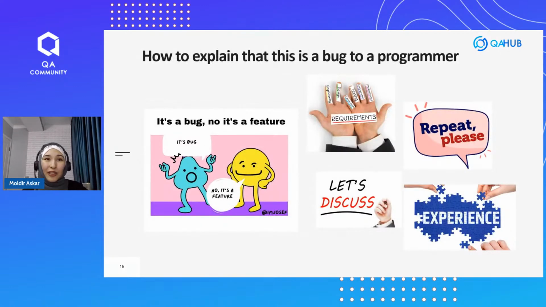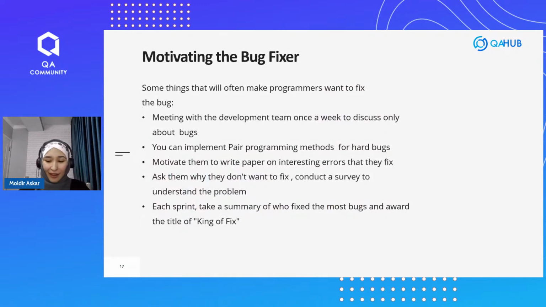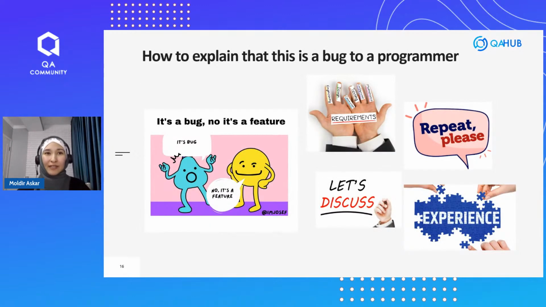And today we want to tell you tips on how to explain a bug to a programmer. It's a usual situation when a tester tells a programmer it's a bug, but the programmer answers no, it's a feature. Okay. Sorry. First, we need to make the programmer understand it's a bug. We can open the requirements or a link in Jira stories, for example requirements.